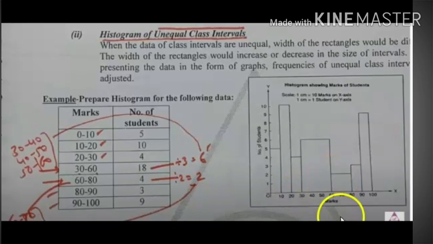Here 60 to 70 is 2 and 70 to 80 is 2, so adding both you get 4, and you mark it like this. Then there is no change, so mark 3 here. Then adjoining this you mark another, that's 9, that is 90 to 100. Hope you understood the histogram for unequal class intervals.